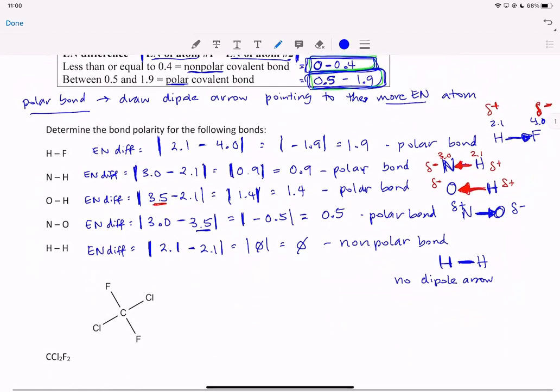Okay. Now, how do you handle this molecule? So here's a molecule, CCl2F2. You might remember this as the chlorofluorocarbon that we learned about in impacting the ozone layer. So this is the chlorofluorocarbon structure. So there are 5 atoms in this. Do we subtract fluorine from chlorine from carbon? No, you can only do the electronegativity difference for one bond at a time.